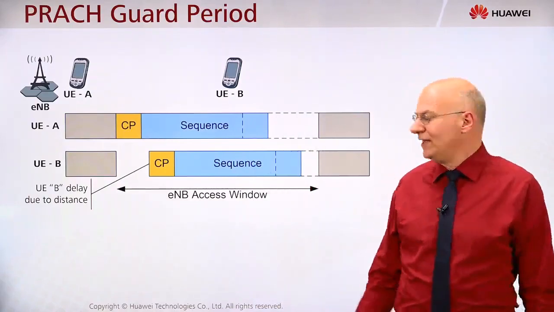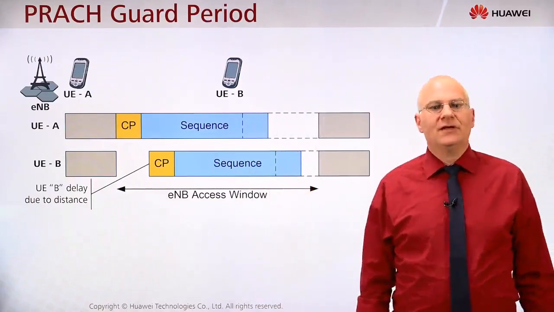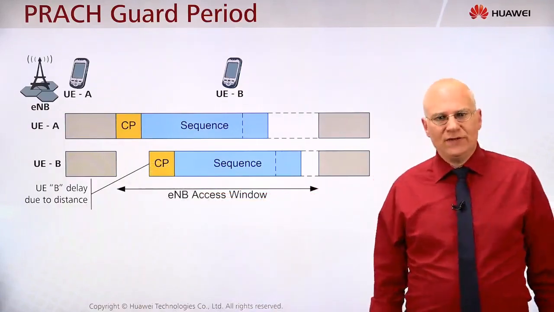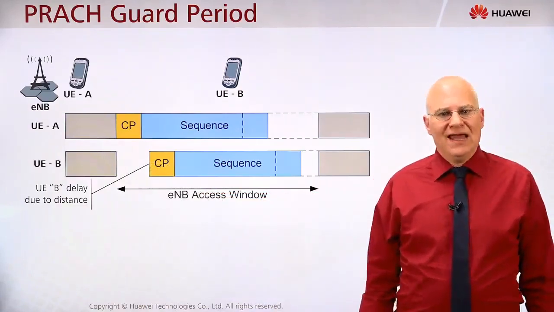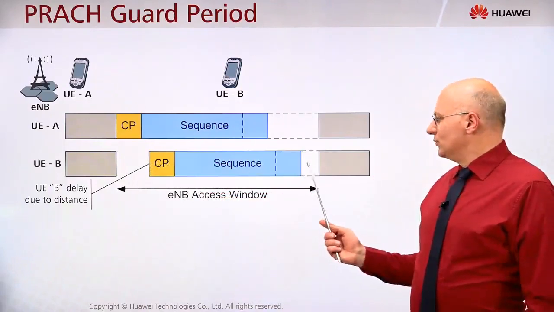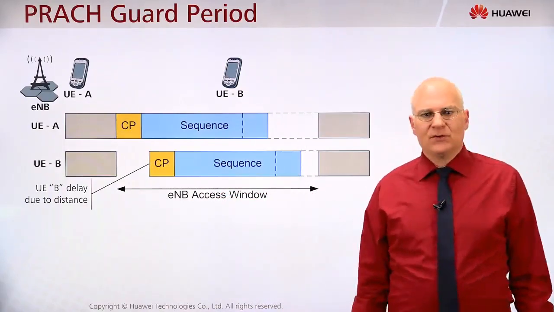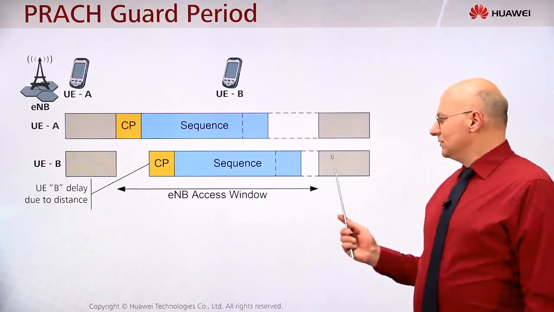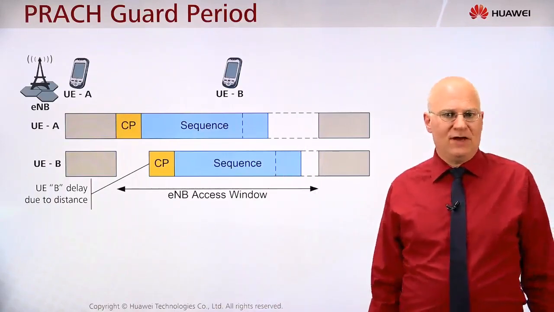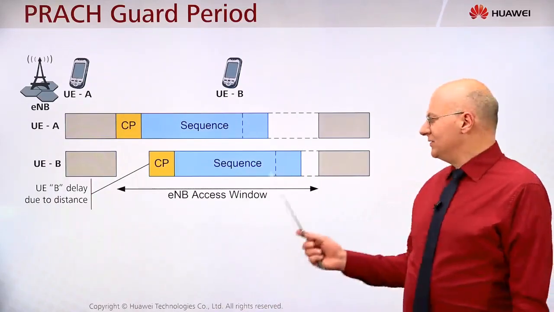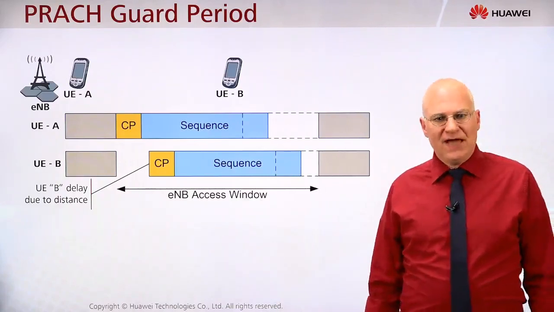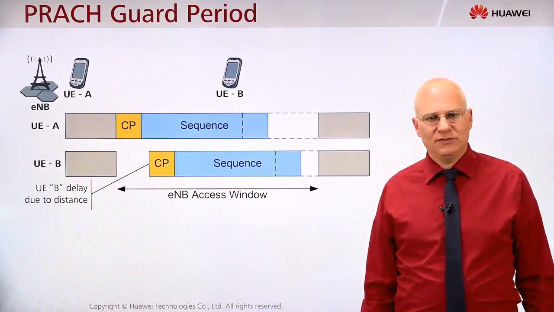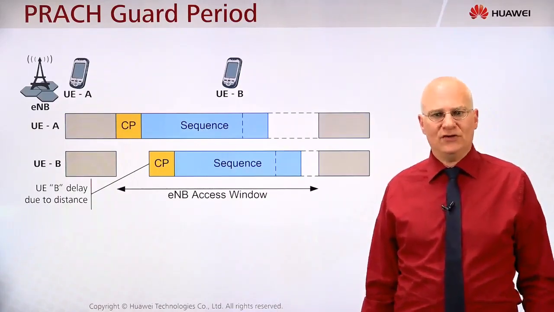If we go further away, this is user equipment B. So we have a delay, which means our sequence arrives somehow later. And so we need the gap so that we have no overlapping between the random access and the subframe which is used by some other users. So the guard band length depends also on the cell radius. It's the main factor which defines the cell radius.